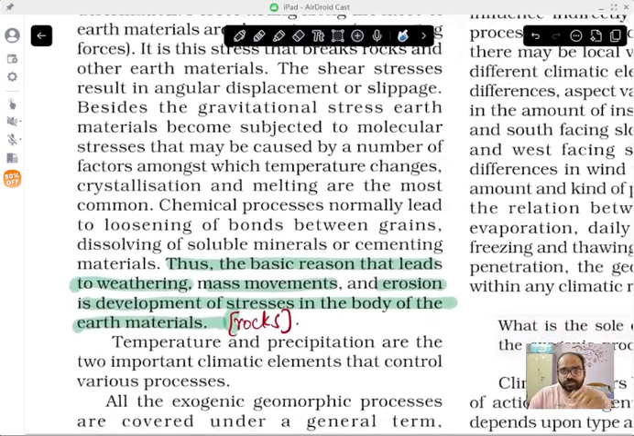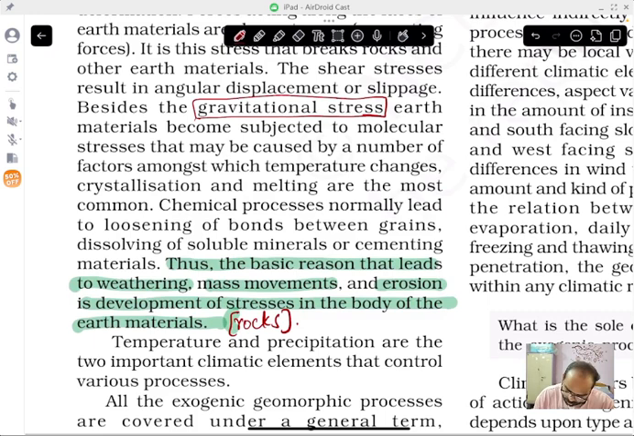What are the different types of forces or stresses that are applied on the earth material? They are gravitational stress and molecular stress.